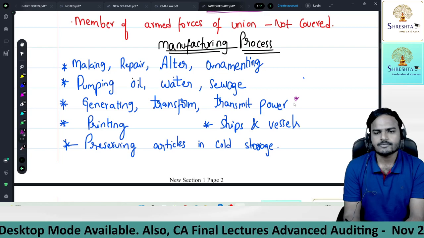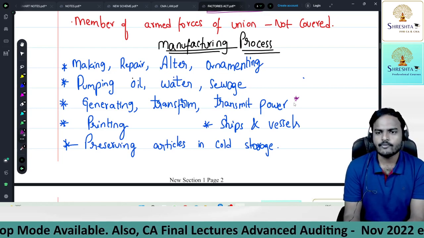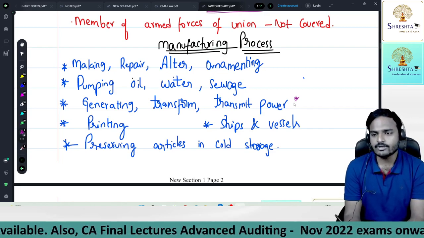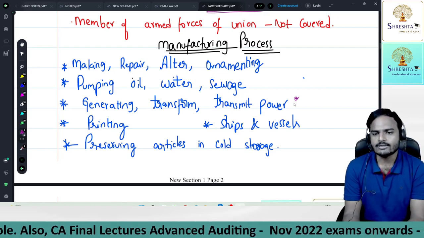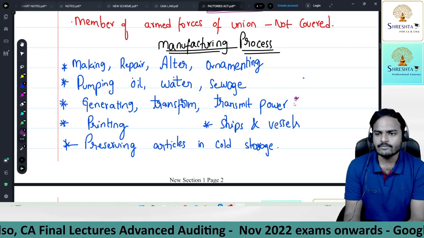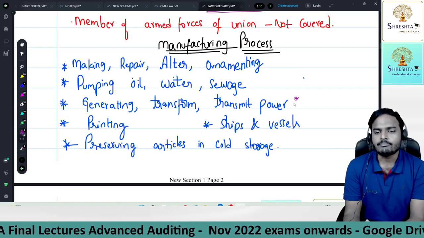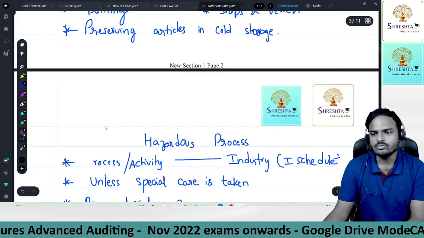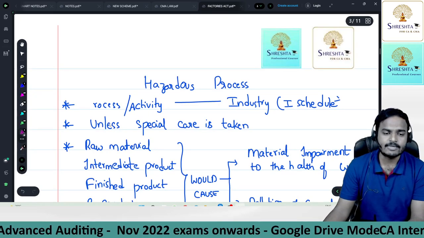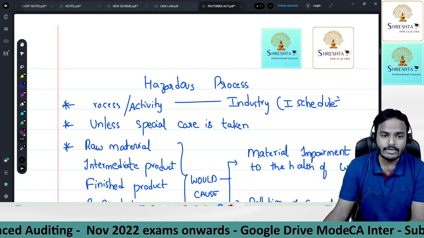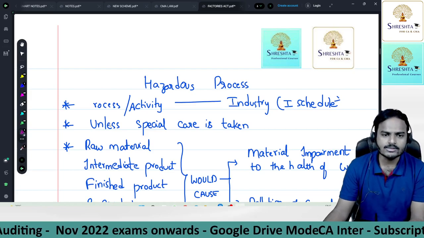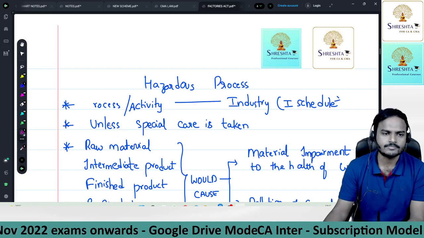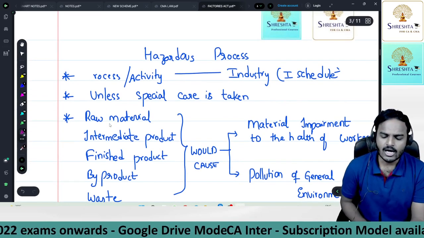And then printing. All types of printing come under manufacturing process. Construction of ships and vessels comes under manufacturing process. And preserving articles in cold storage for a long time. For a longer time, we are preserving articles in cold storage. That preserving also comes under the definition of manufacturing process. So I told you, factory, three points: premises including precincts, 10 or more workers, 20 or more workers, and a certain manufacturing process should be carried out.